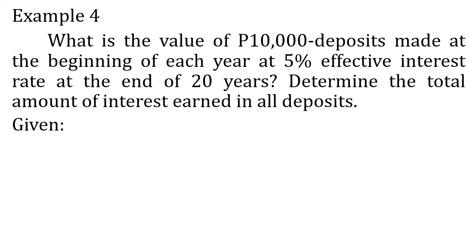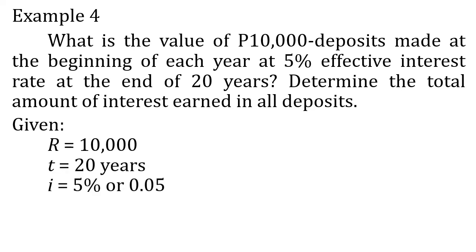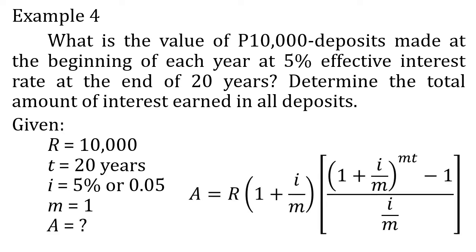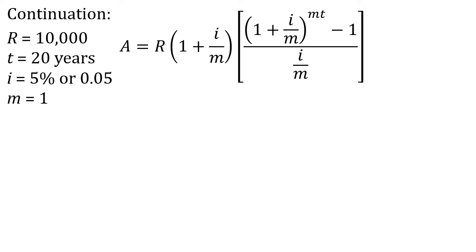So the regular payment R is 10,000, time T is 20 years, I is 5% or 0.05, and M is equal to 1 because the compounding period is annually, yearly. So let us solve for the future value of this annuity due. Our formula is longer. Substitute the values of R, T, I, and M.